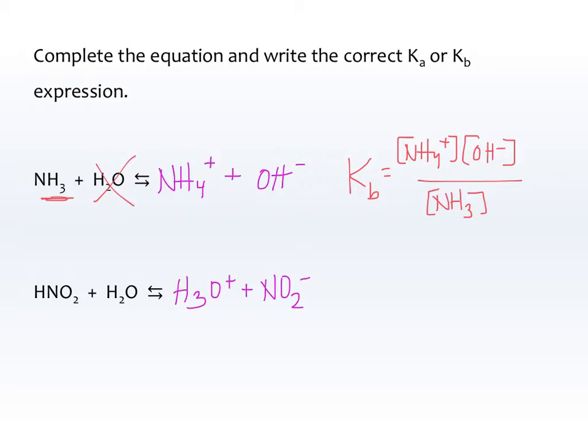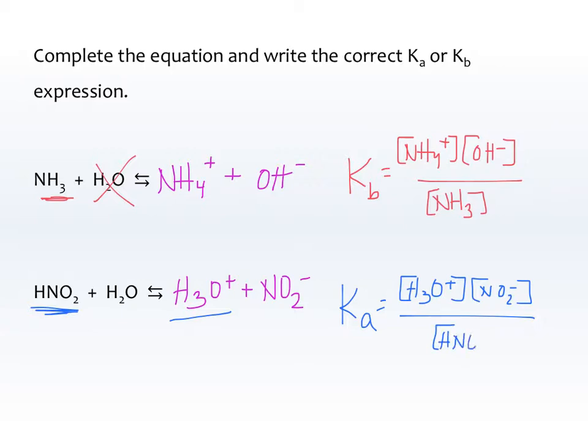So let's look at HNO2. This will be Ka because HNO2 is an acid since it donates a hydrogen and it produces H3O plus. Products, H3O plus times NO2 minus, divided by reactants, HNO2, completely ignoring water as if it were not there. So that's how you're going to write your equilibrium constant expressions for acids and bases. Let's look at the math next.